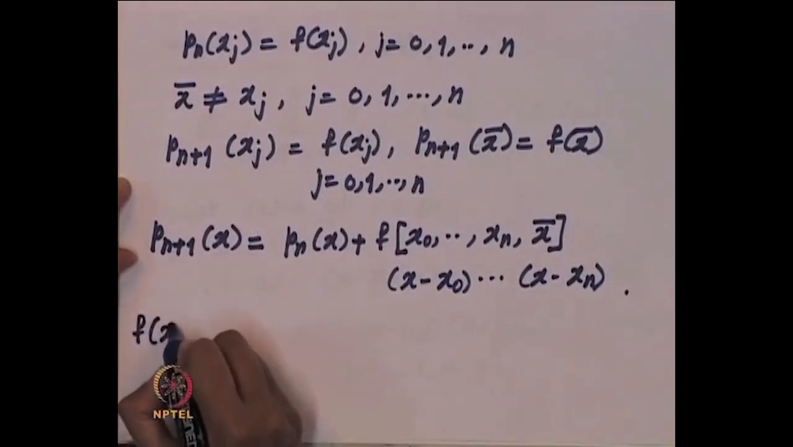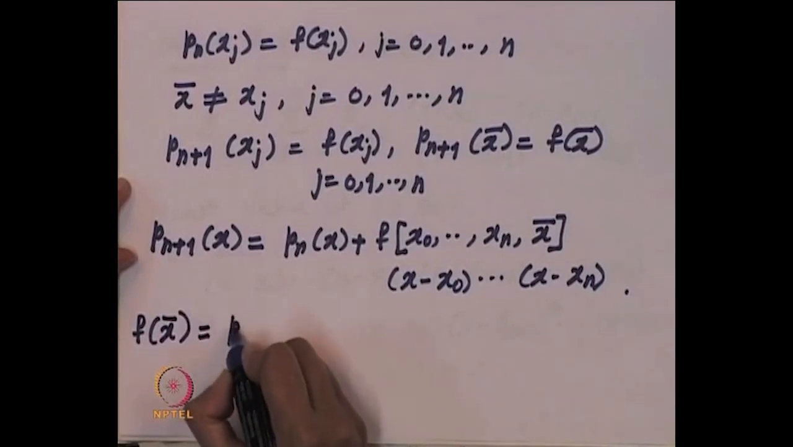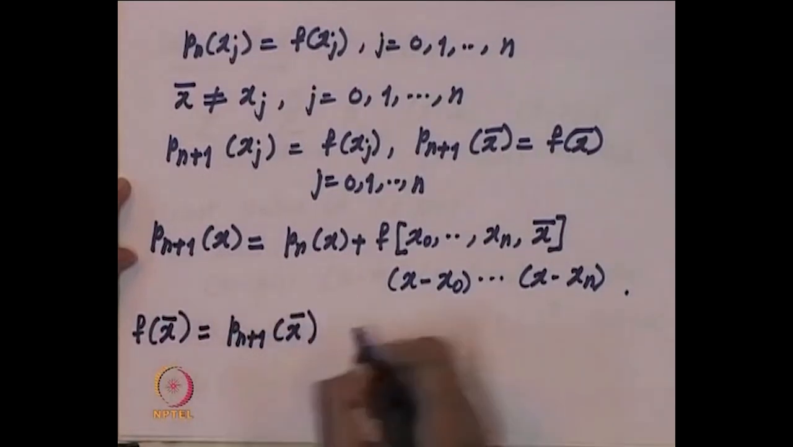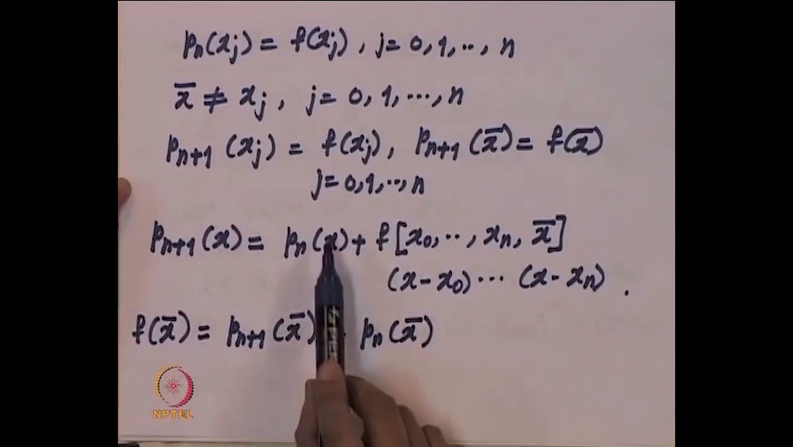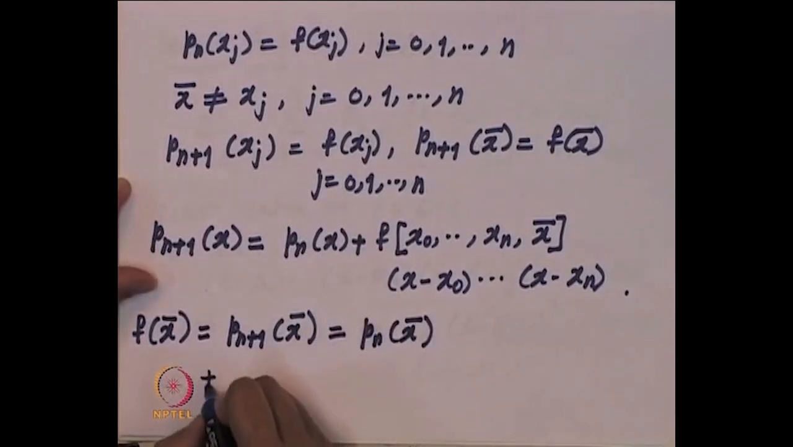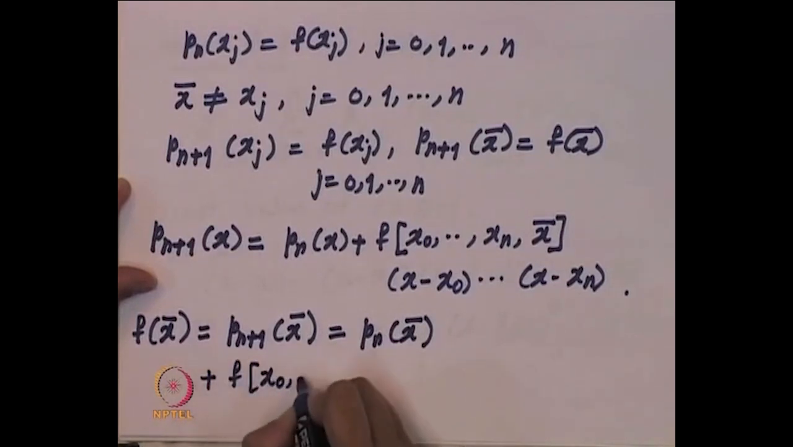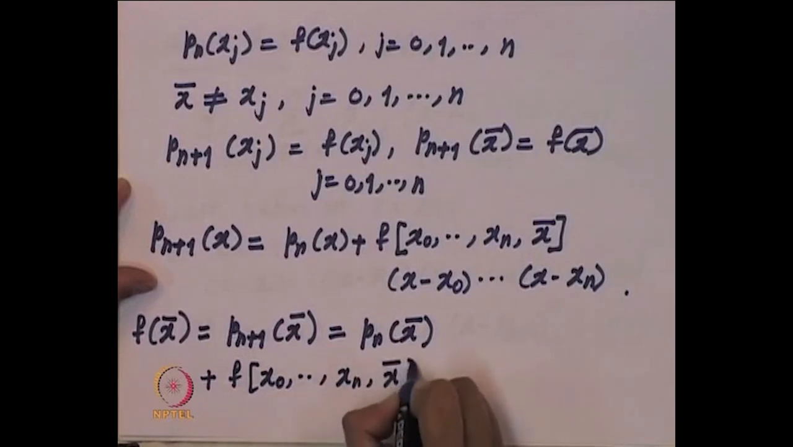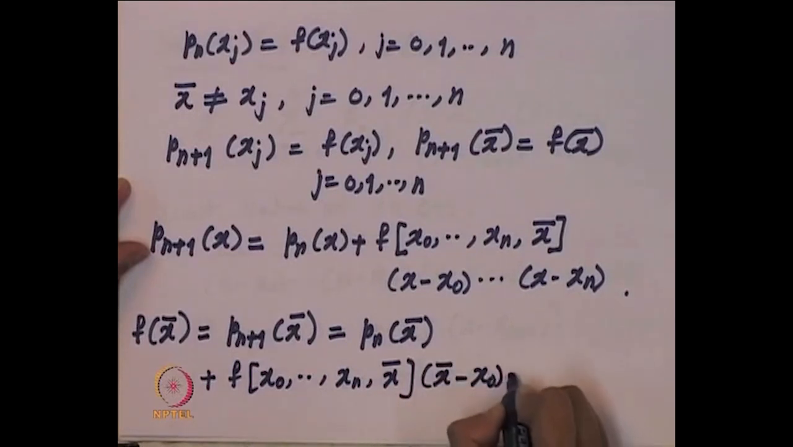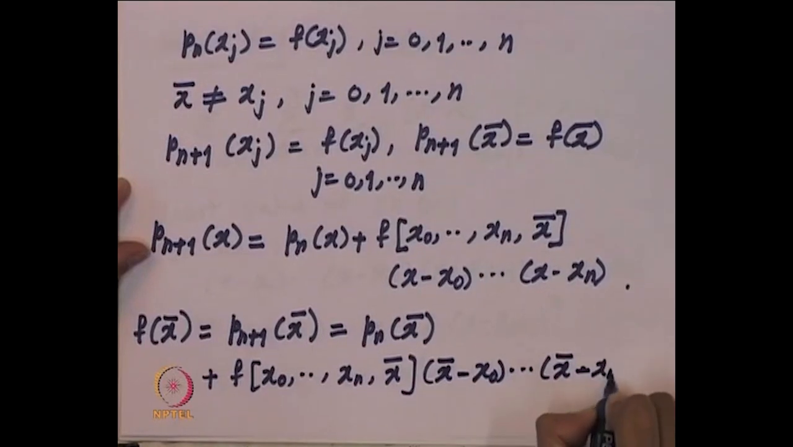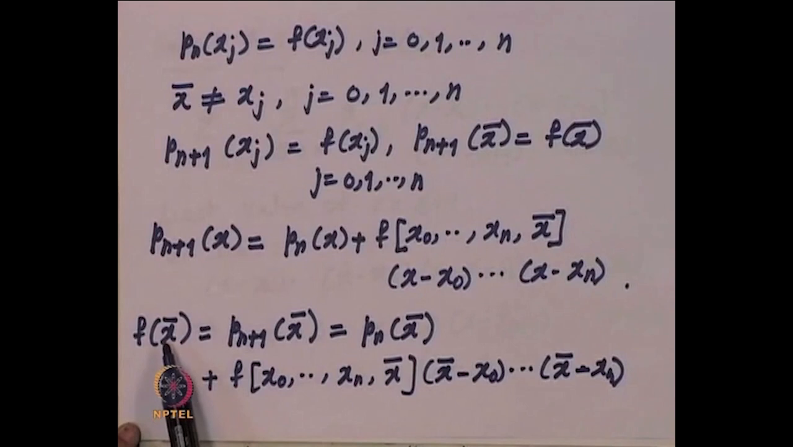Now, we have f of x bar is equal to p n plus 1 of x bar. So, this will be equal to p n of x bar, wherever there is x, you have to write x bar, plus the divided difference based on x 0, x 1, x n, x bar, and now you have to replace x by x bar. So, it will be x bar minus x 0, x bar minus x n. So, now what I am going to do is look at f of x bar minus p n of x bar, that is going to be this divided difference multiplied by x bar minus x 0, x bar minus x n.